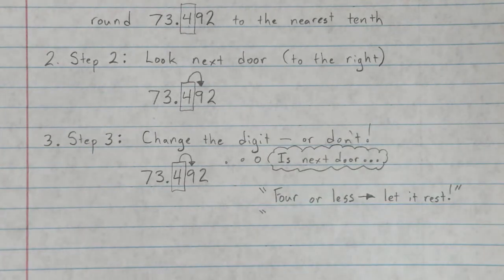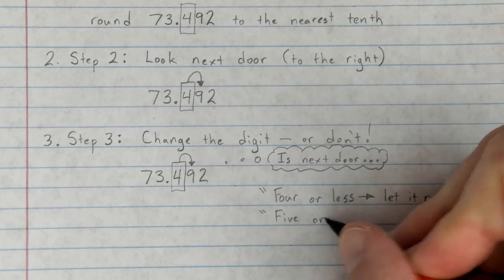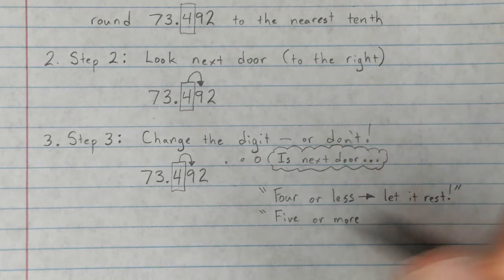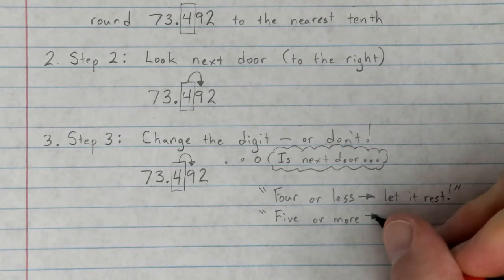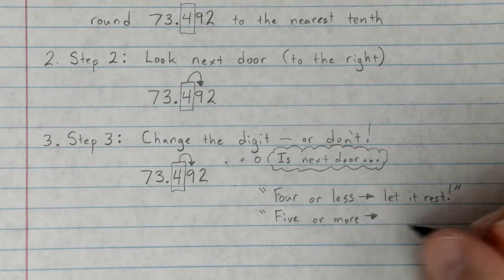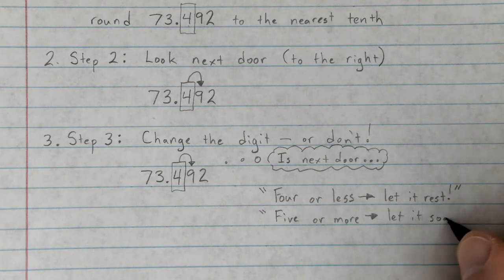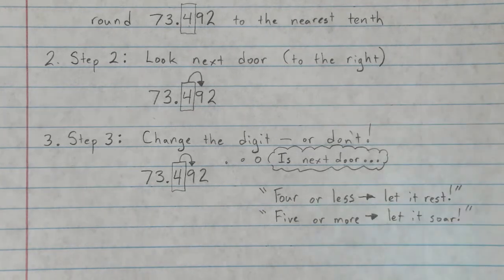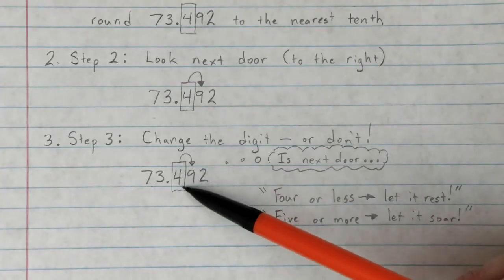However, if the neighbor is somebody different, if it's 5 or more, so 5, 6, 7, 8, or 9, that neighbor is going to have different advice. That neighbor is going to say, let it soar. That neighbor is going to say, fly, go up, become bigger than yourself. Okay. So in this case, we're rounding to the 10th place.